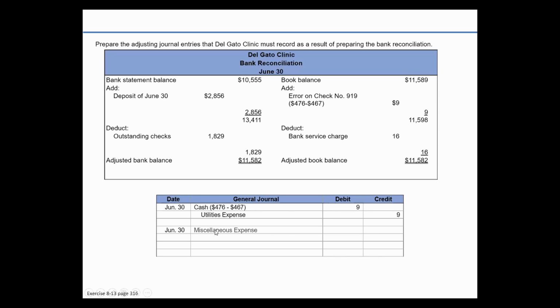And then we had a miscellaneous expense of 16. We want to debit that because that was for our bank service charge. So we need to record that. And then we will credit cash for 16 in order to decrease the amount of cash.